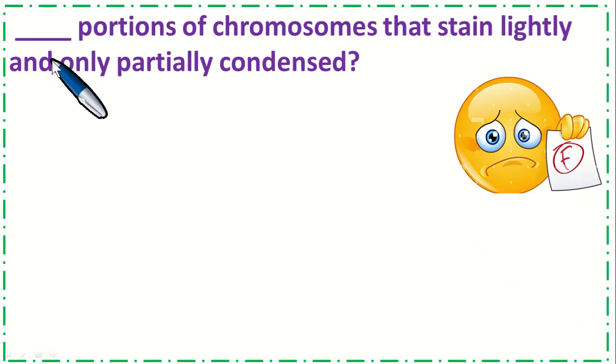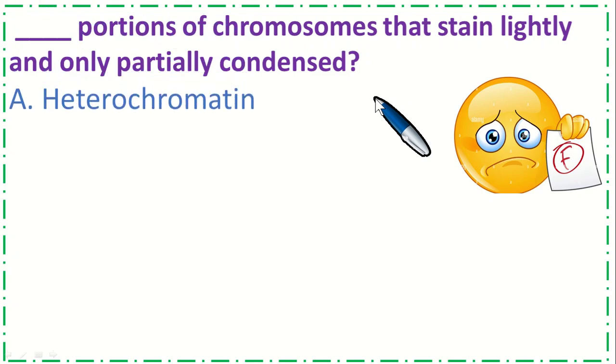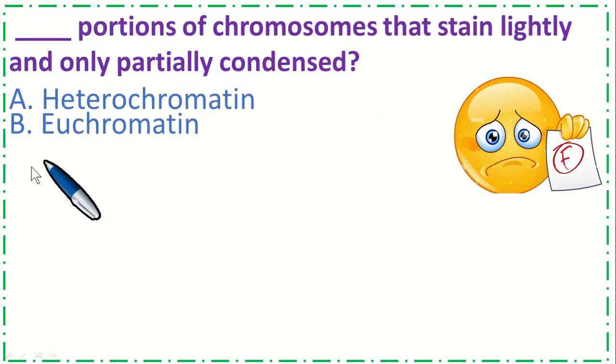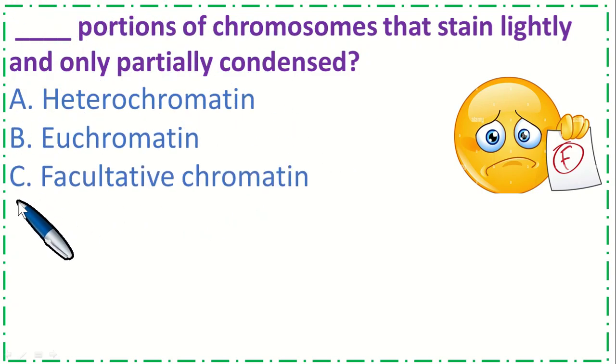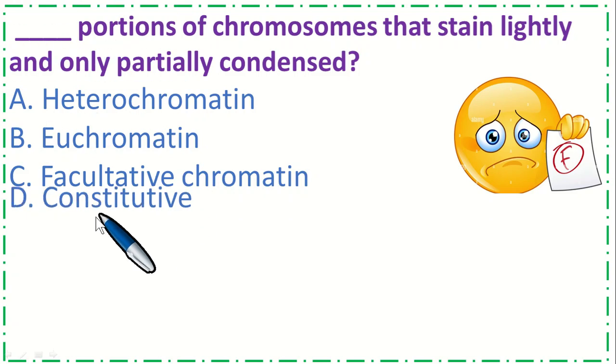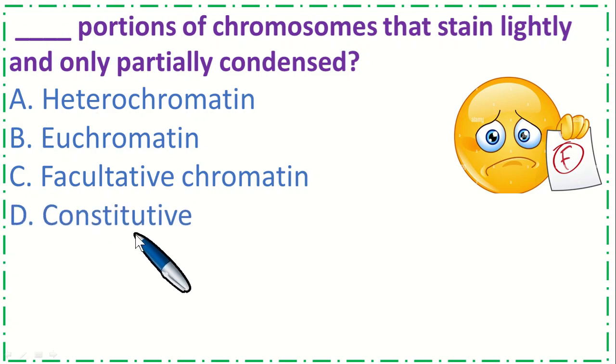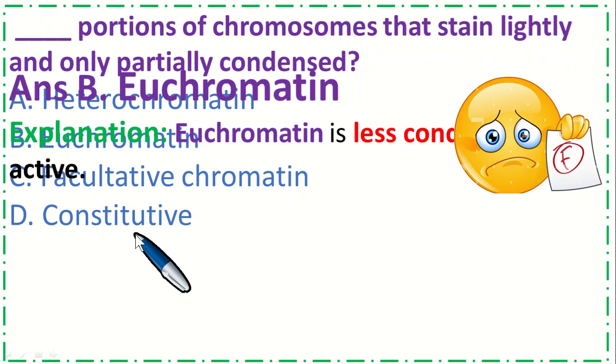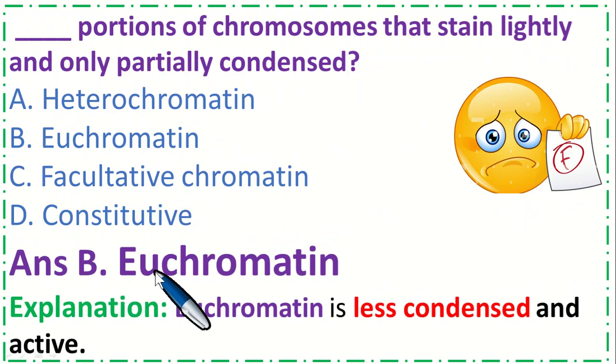So this is a very important MCQ. Dash portion of chromosomes that stain lightly and are only partially condensed. Option A, heterochromatin, B, euchromatin, C, facultative chromatin, and option D, constitutive. So the correct option is B, euchromatin. The euchromatin is less condensed and active.